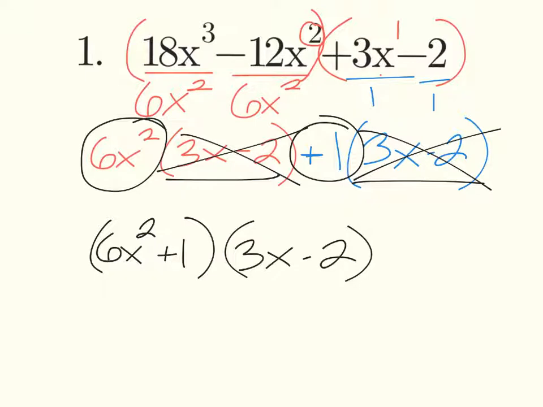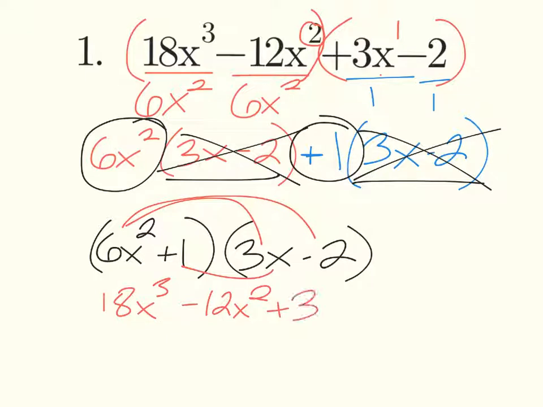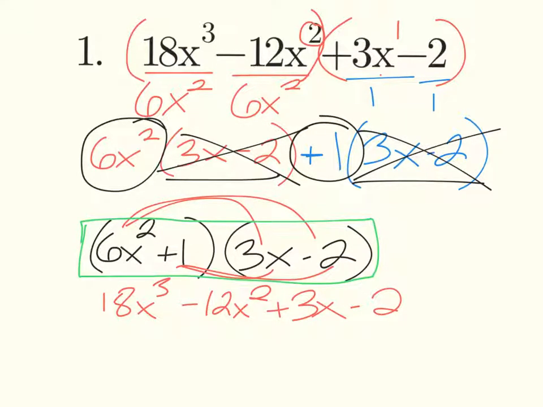Now, again, you can distribute this. I'm going to take a little bit of time to distribute this. 6x squared and 3x was 18x cubed. Keep in mind, I'm just checking my answer. That's negative 12x squared. This is 3x, and that is negative 2. That's what our problem was at the start. Okay, so there is my answer right here. Check if you feel like you need to.